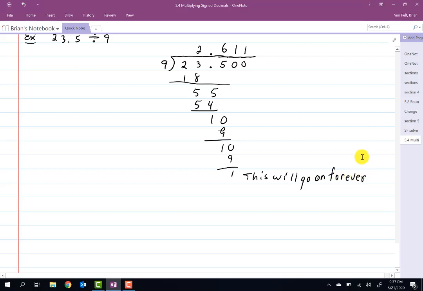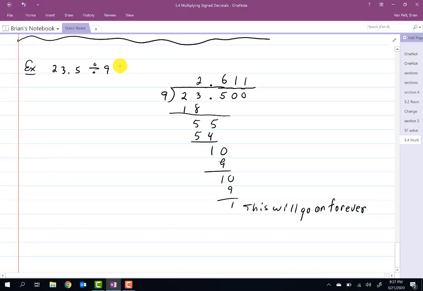When you were a student, this was probably the first chance you got to meet any version of the infinite. And an infinite is a process that never ever stops. So, we can write this as 2.611, and then you could put dots like that.